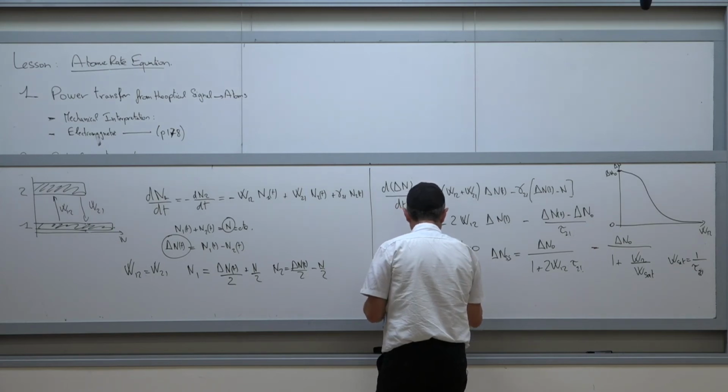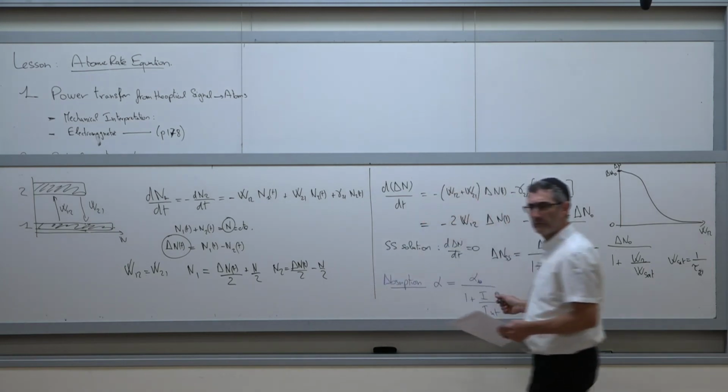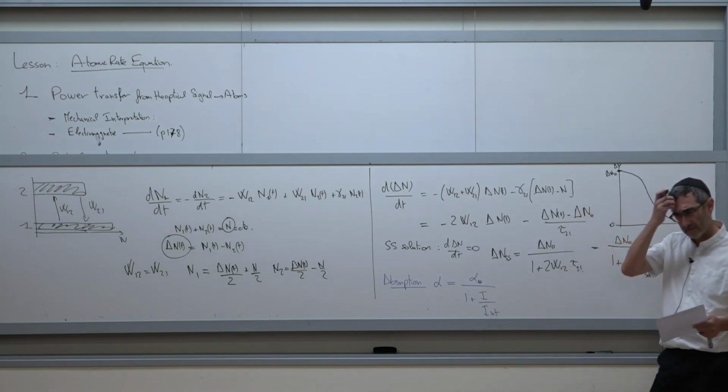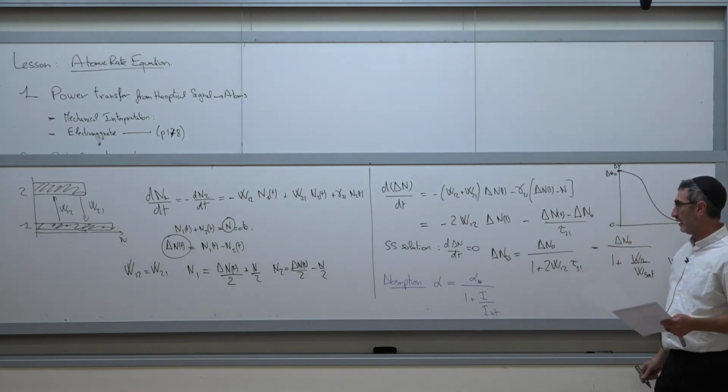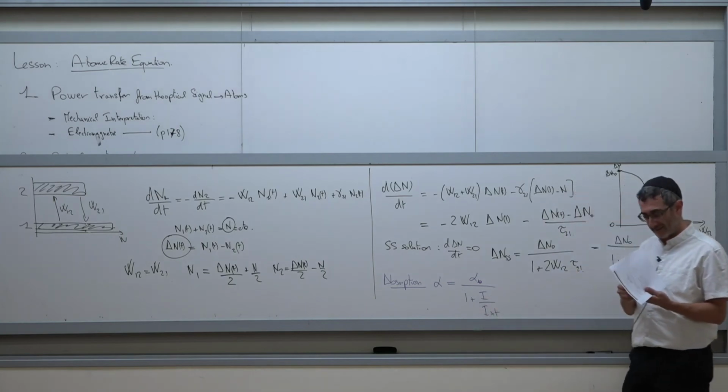Alpha, which is proportional to delta n, so alpha will be written like that: alpha 0 over 1 plus intensity of the incident field over E saturation. I don't remember if we saw this expression in the first class, but this is the saturation of the absorption as a function of the incident field.